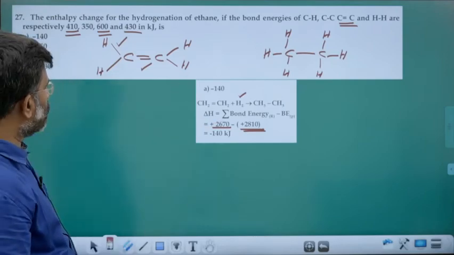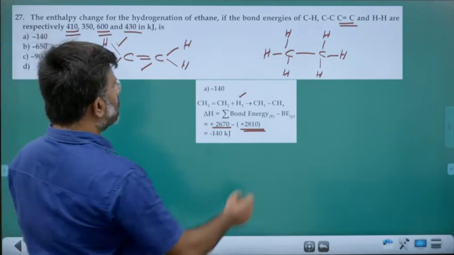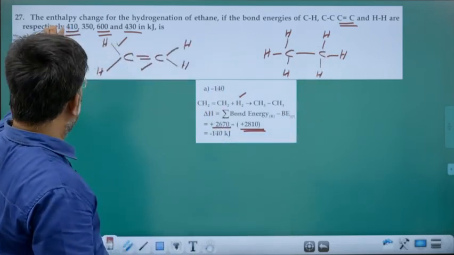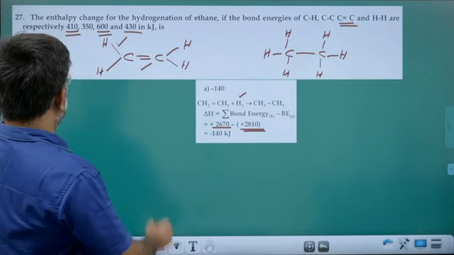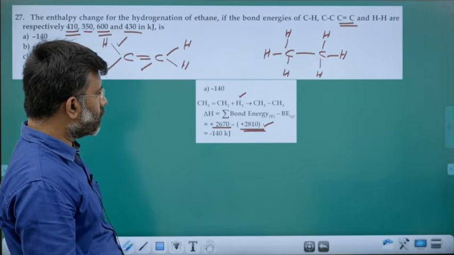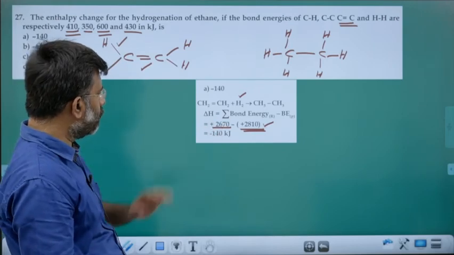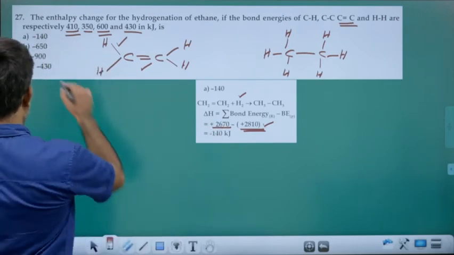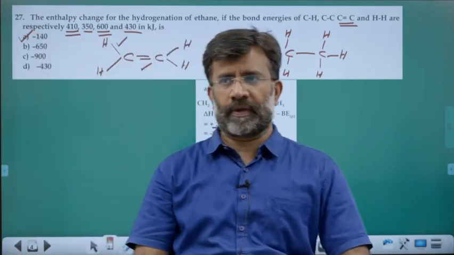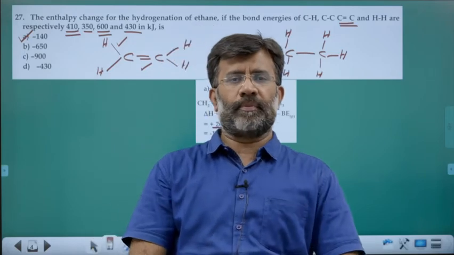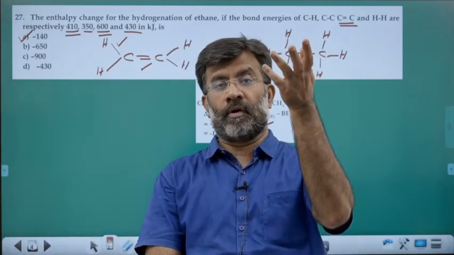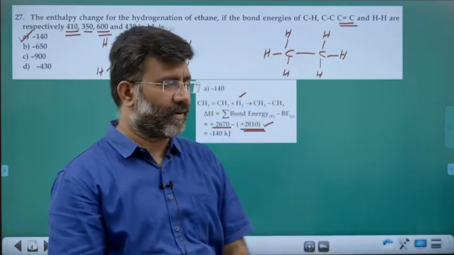Now what is on the product side? Product side is CH value 3 plus 3, 6. So this value into 6 plus CC value, this value. That is on the product side, 2810. So when you subtract, you get your answer option A, minus 140. Enthalpy of reaction is equal to sum of bond enthalpies of reactants minus products. Okay, next.